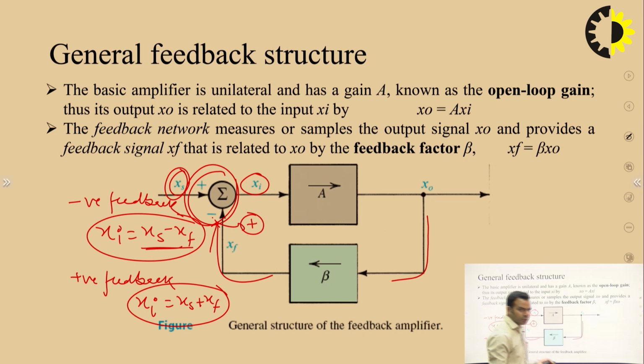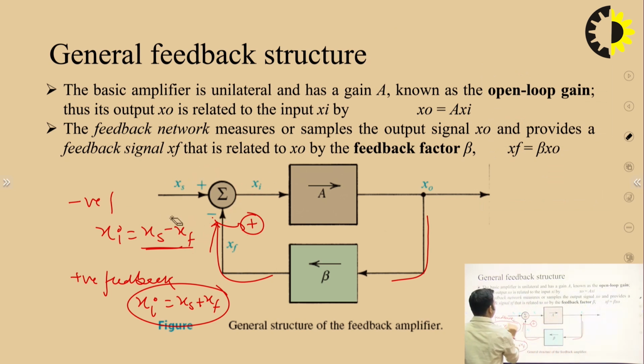And there are only two possibilities. There is no other way in which you can mix these two signals. The two ways are, one is when you add xs and xf, another is when you subtract xf from xs. So, one is the negative feedback system, another one is the positive feedback system, and this is the diagram of a negative feedback system.